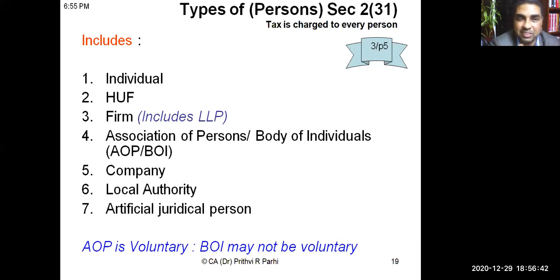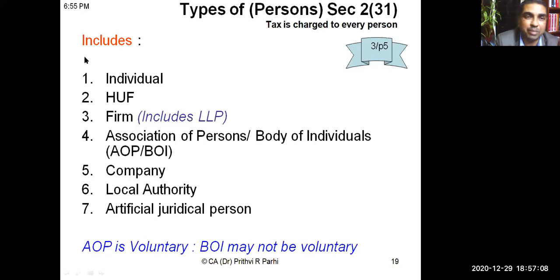Various kinds of definitions. If the definition says that this means that, it is an exhaustive definition. But as you can see here, the definition is "person includes." That means this is only an inclusive definition. Meaning apart from these 7 items which are listed here, many other categories of persons may be there, because this is only an inclusive definition.